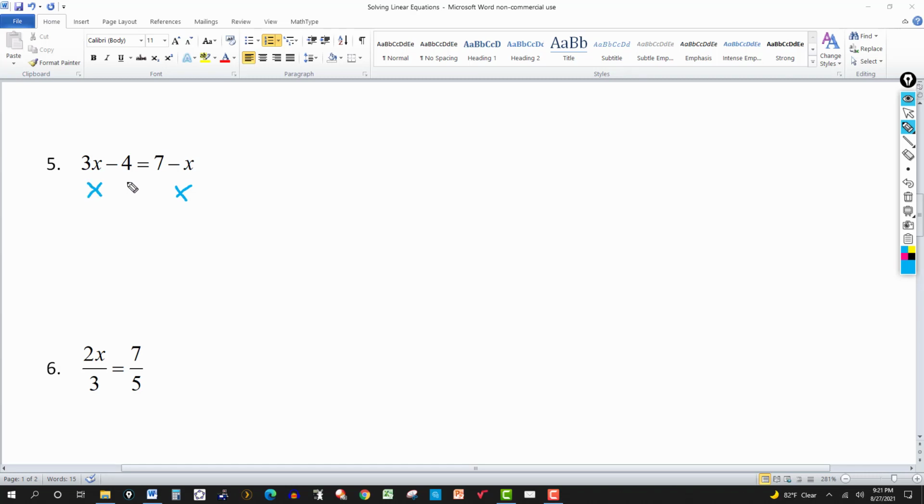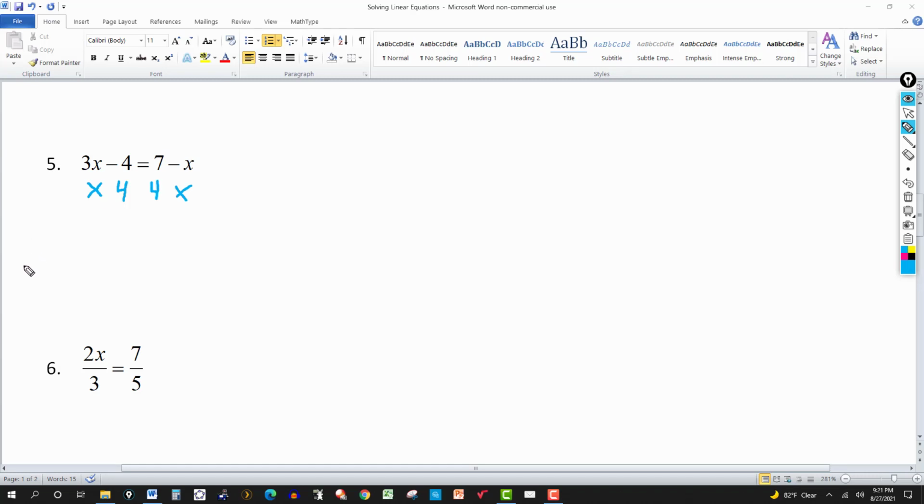And then I want the numbers on the same side. Okay, so here I have a minus 4. Since I'm going to put the x's on the left side, I want to get rid of this minus 4. So I'm going to add a positive 4 here. Add a 4 here, and then I add it over here.